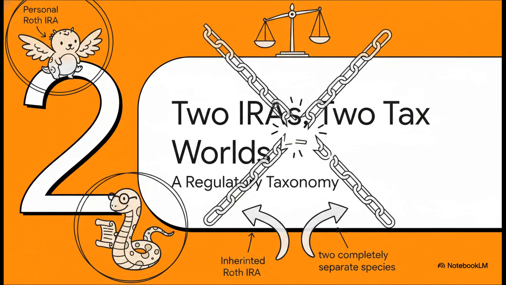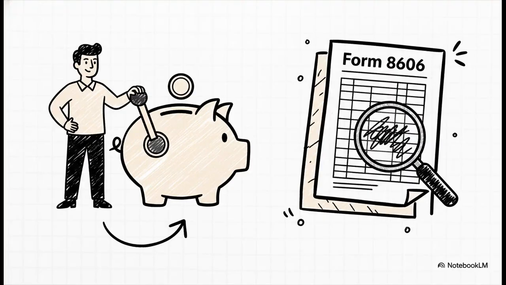Right, so to solve this puzzle, we have to start with a bedrock principle. You have to understand this. Under the Internal Revenue Code, a Personal Roth IRA and an Inherited Roth IRA are treated as two completely different species of accounts. They're not the same, and mixing them up, well, that's the original sin that causes this entire mess.